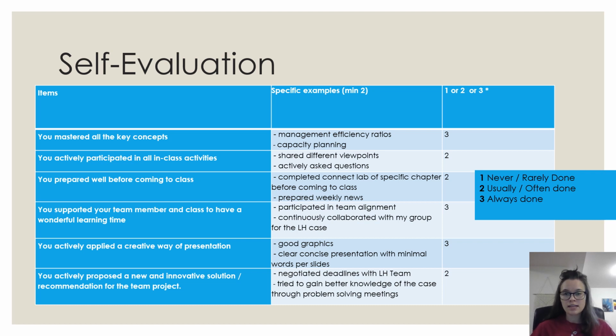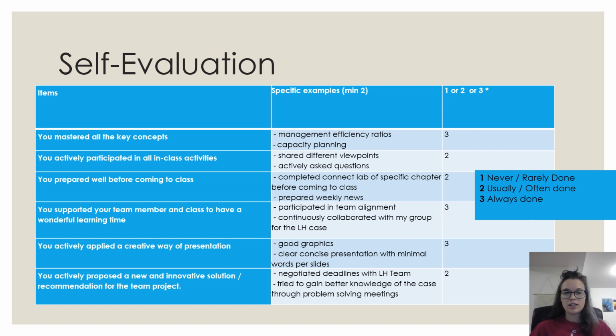The two concepts that I chose were management efficiency ratios and capacity planning. These two were used both in the Lafarge case as well as in lectures and group discussions that we had. And then I think that I mastered all the key concepts just because I completed all the Connect labs and did very well on those and reading all the chapters. So I give myself a 3 as I've done this.